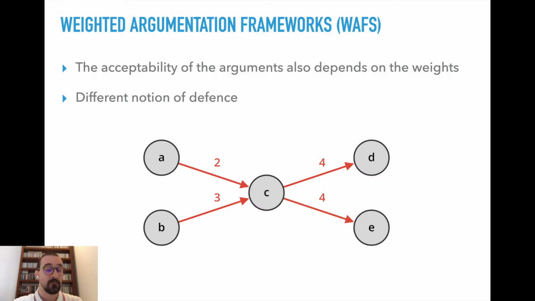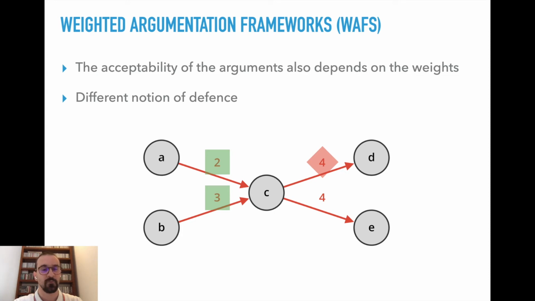And classical frameworks can then be enriched with the additional information of how strong each attack is. And in this case, we need to reinterpret the notion of defense. For example, it seems quite reasonable to think that the argument C, that is attacking D, cannot be defended by argument A, since the attack of A towards C is of 2, while the attack of C towards D has a strength of 4. However, if we consider the arguments A and B together, their overall strength of 5 seems sufficient to beat the attack of C towards D.